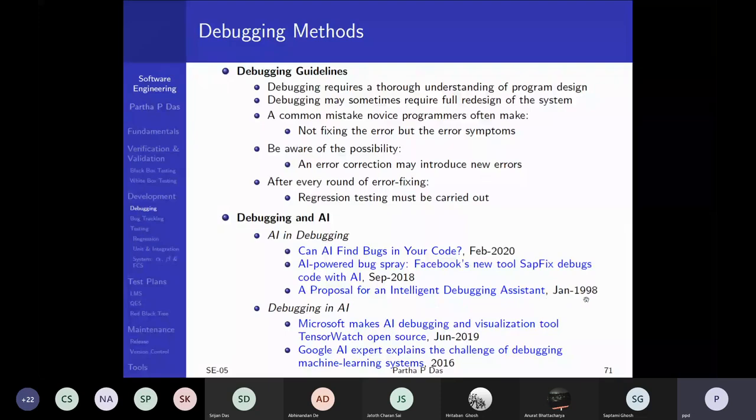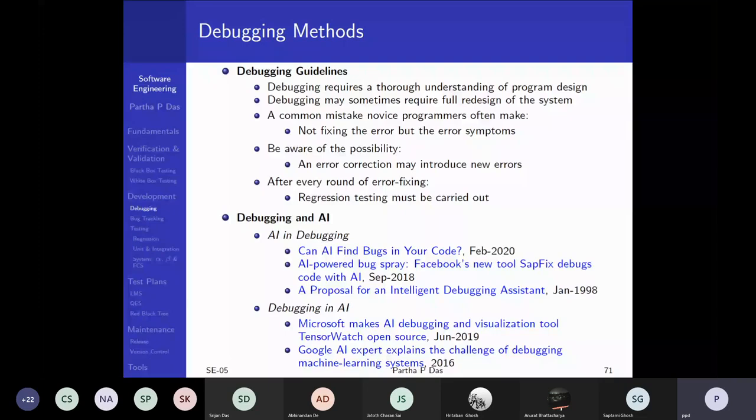In 1998, at MIT, a professor made a proposal for an intelligent debugging assistant using AI. But of course, in recent times, there have been a lot of advances of AI being tried out as part of the debugging toolbox. There's a lot to go still. Debugging is still considered a human excellence problem, but AI can improve that productivity.